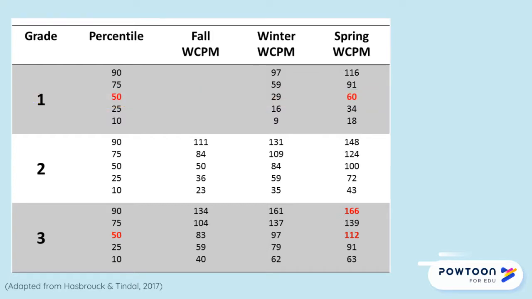A third grader reading 112 WCPM at the end of third grade is only at the 50th percentile. To be at the 90th percentile, a third grader needs to read approximately 166 WCPM by the end of the year on a grade level appropriate passage.